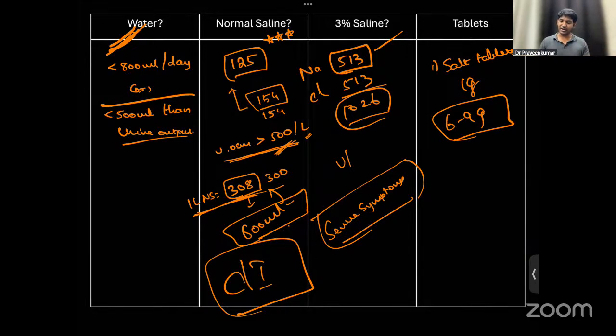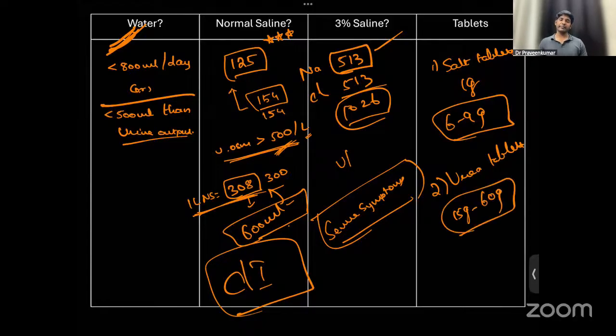That's all. So you can give salt tablets or you can give urea tablets. So urea tablets 15 grams to 60 grams we can give per day. Because urea is highly osmotic, it's like a concentrated salt-like thing. So if you give more urea to this patient, this urea should be lost in the urine, right? So that will pull some water along with it and go. So excess water will be lost so that the sodium level will come to normal. So these are all the treatment strategies for SIADH.